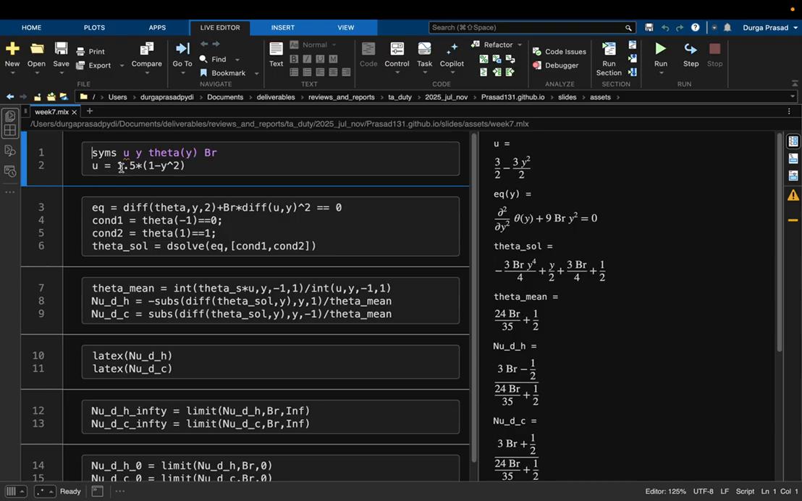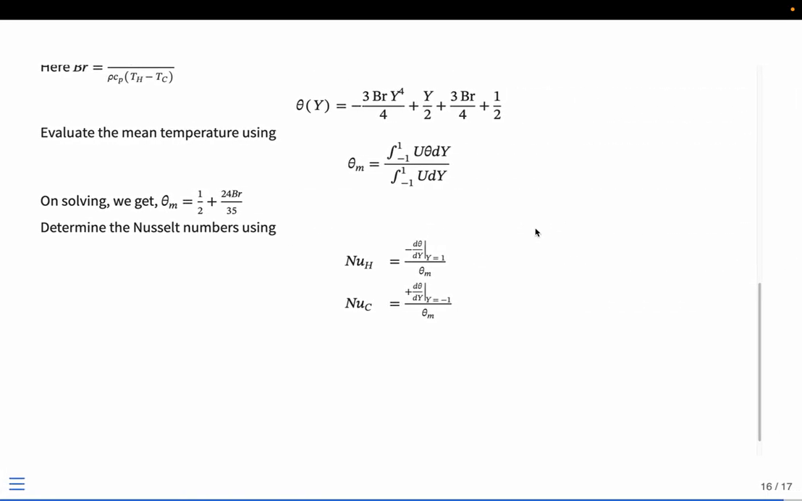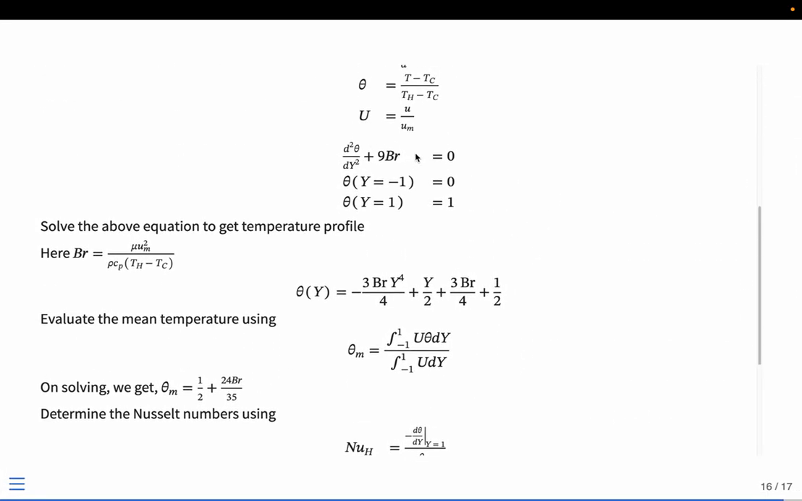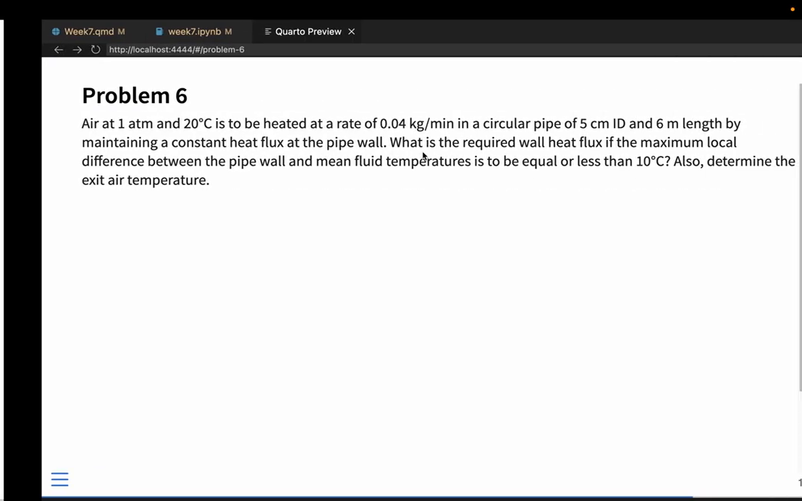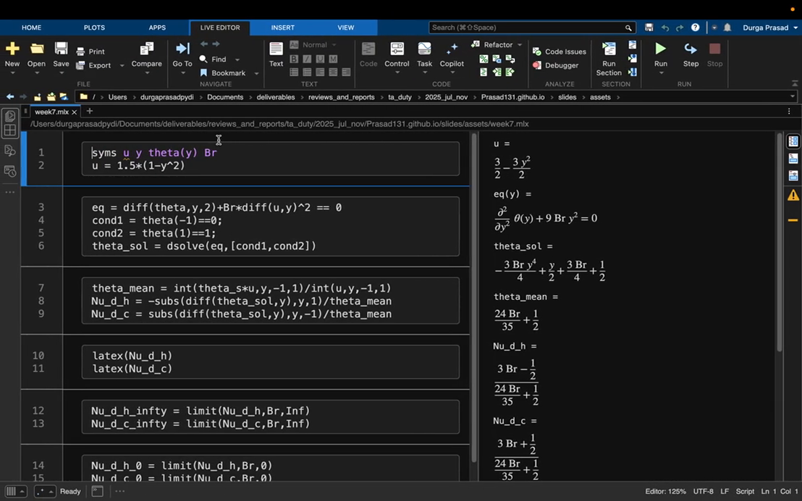In this case, we have u equal to 3 by 2 times 1 minus y square, as I have given here. And the differential equation you can directly give as the differentiation of theta with respect to y, a second order derivative, plus Br times whatever del u del y whole square. It will give me the equation that I have already written, del square theta del y square plus 9 times Br y square equal to 0. With this equation, I think there is a typo here. There is a y square term that is coming here. I'll make the corrections when I upload it back.